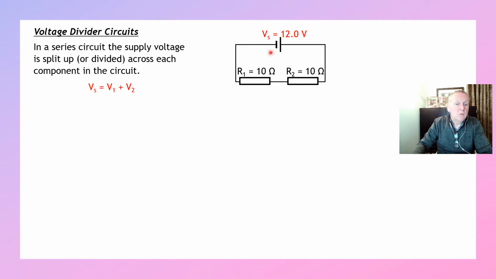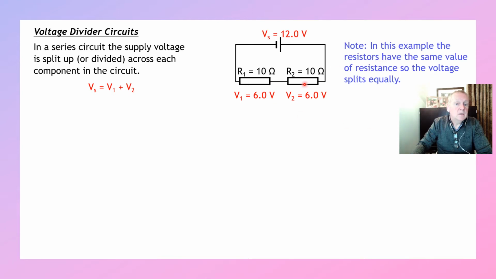And if that's a 12 volt power supply, then in this case, because the two resistors are the same value, the voltage will just split up evenly. So your 12 volts splits up 6 volts and 6 volts. That's because these two resistors have the same value, so each resistor gets the same share of the voltage. You will get examples about that, but obviously the more complicated ones are where these numbers aren't quite so simple as that.